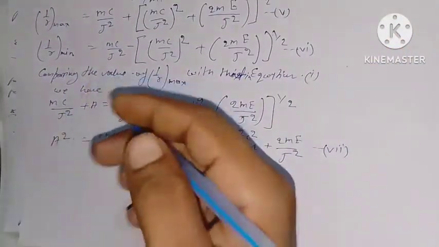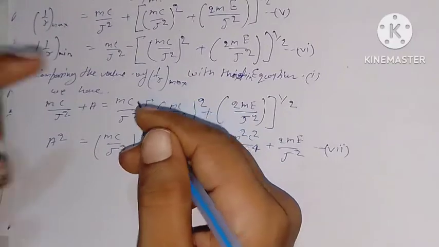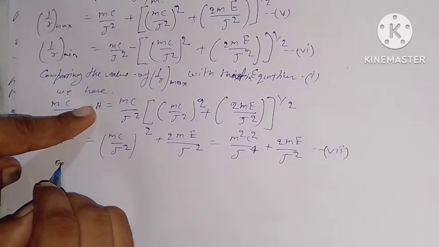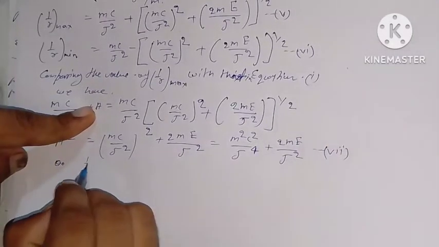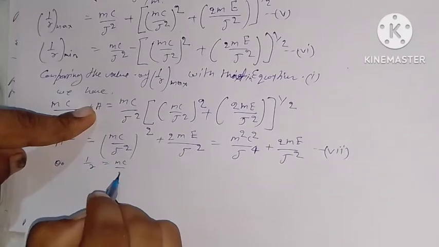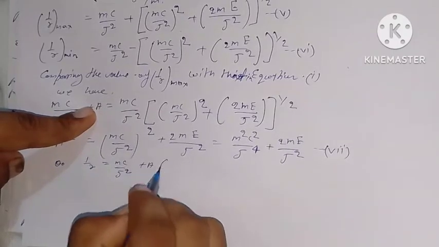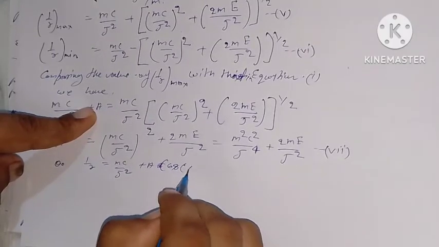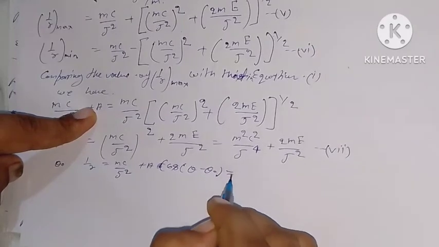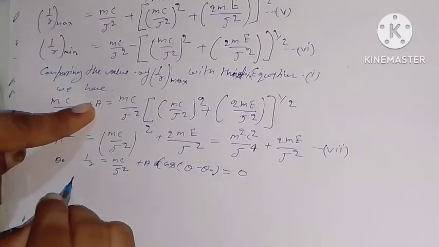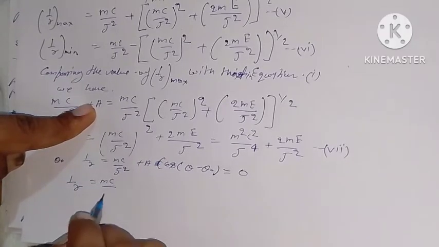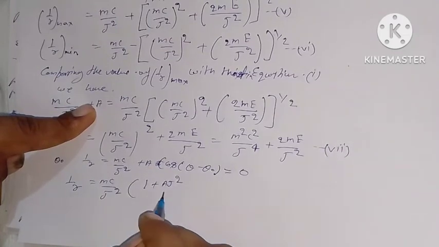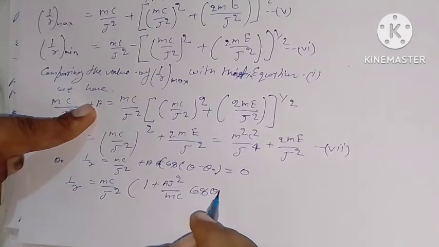And if we orient our coordinate system such that theta naught is zero, then in the equation 1 upon r equal to mC upon J square plus A cos theta minus theta naught is 0, then 1 upon r equal to mC upon J square, in bracket, 1 plus AJ square upon mC cos theta, bracket is closed.